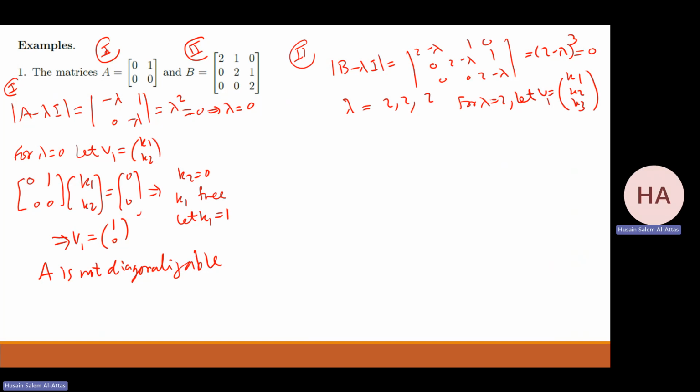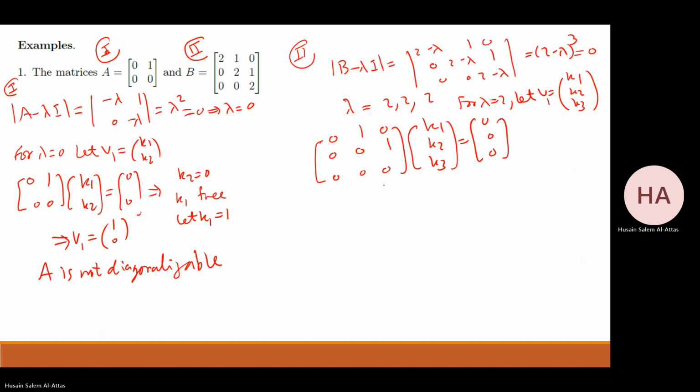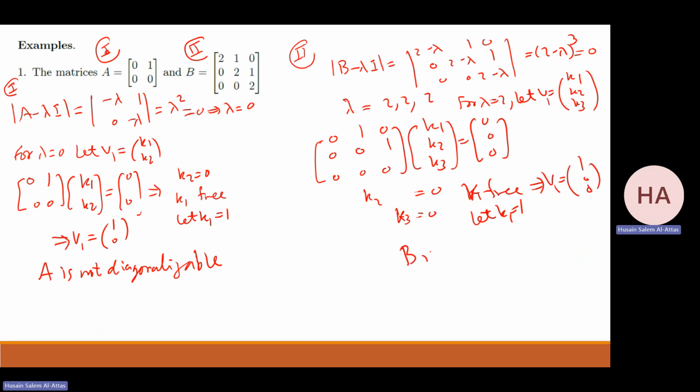So now for lambda equal 2, I let V1 be K1, K2, K3. Let us see how many eigenvectors I will get. Do the calculation. I have 0, 1, 0, 0, 0, 1, 0, 0, 0, times K1, K2, K3, equals 0, 0, 0. So I have K2 equals 0 and K3 equals 0. So K1 is free. No restriction on K1. So I let K1 be 1. I'm getting only one eigenvector, 1, 0, 0. So B is not diagonalizable.